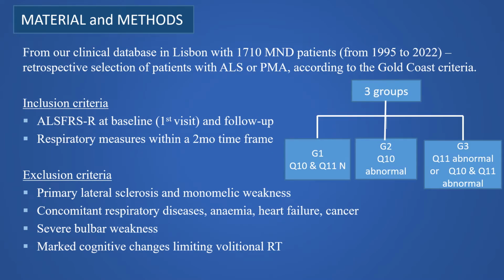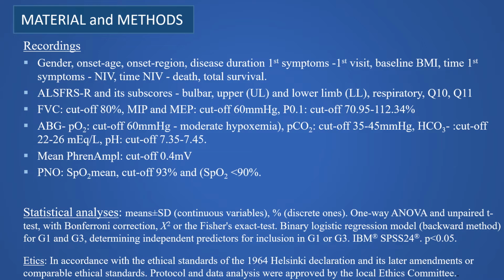And so we divided our patients into three groups: G1 without respiratory symptoms, G2 with only dyspnea, and G3 with dyspnea and orthopnea or only with orthopnea. In all these patients, the respiratory measures were done within a 2-month time frame. We recorded demographic characteristics and also the results in different respiratory tests in addition to the ALS-FRS-R.